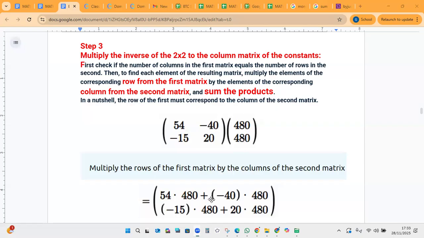Here it is, just to get one element in the product. Here it says again, multiply the rows of the first matrix by the columns of the second matrix. That's very important when you multiply matrices. You must do that. So again, here we go, 54 times 480. You go across and you come down, minus 40 times 480. And then you do the same thing for the second row, minus 15 times 480 plus 20 times 480.